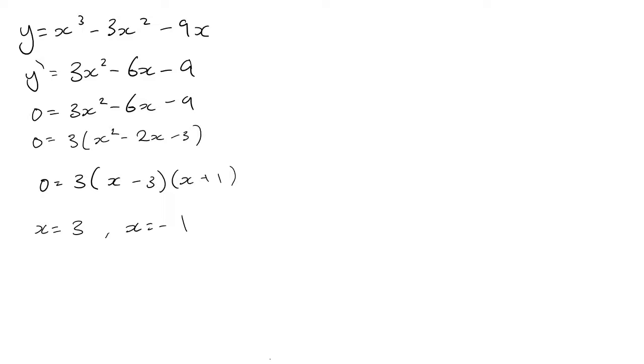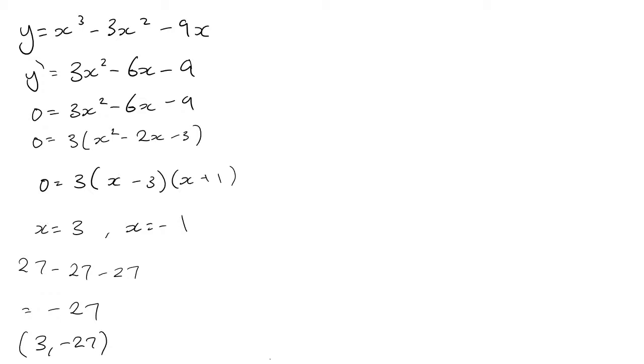Now we need to substitute these x values to find their corresponding y values. So if we substitute x equals 3 into the equation, 3 cubed is 27, minus 27, because 3 times 9 is 27, minus 27. So that's negative 27, and the stationary point is 3, negative 27.